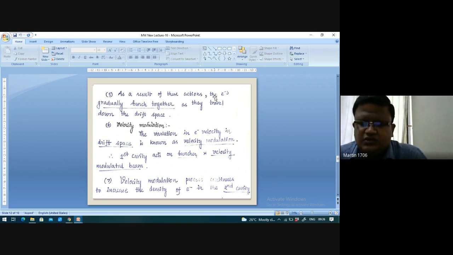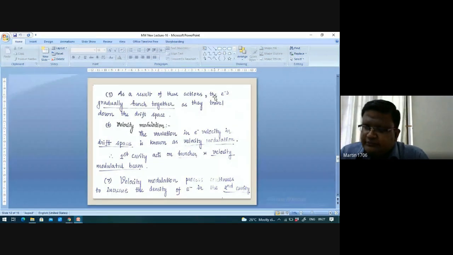I showed the picture also. The electron moves toward that gap only, and it passes through the region between the buncher and the catcher. Through the drift space only, it is moving with a uniform velocity. That is called velocity modulation. The variation of the electron velocity in the drift space is called velocity modulation. So velocity modulation sometimes increases or decreases.